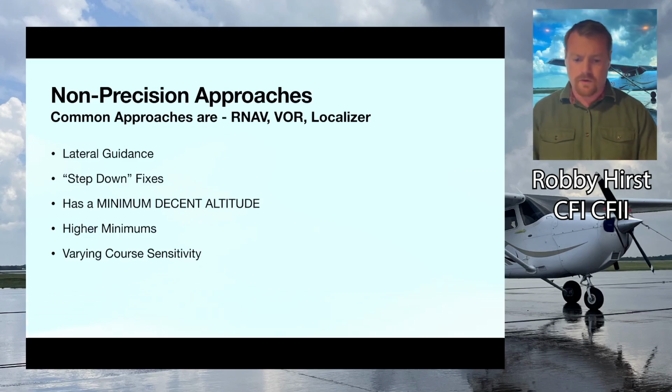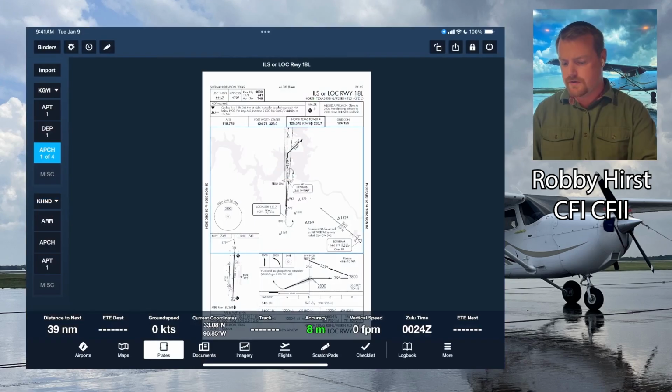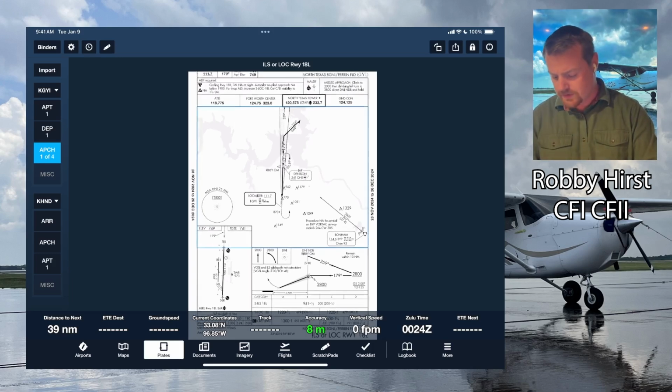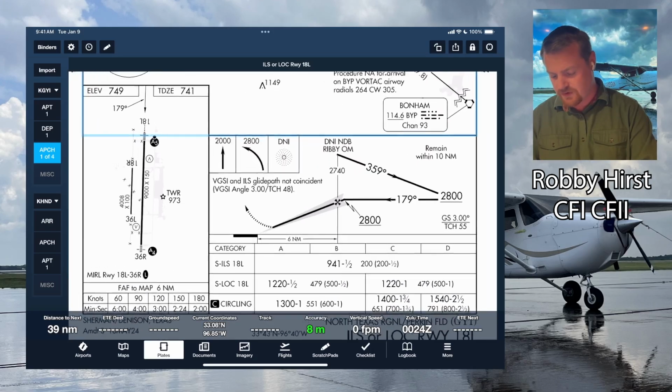So we're going to take this moment and jump over to our approach plate for North Texas Regional, and we're going to start off with the ILS. We did a video not long ago about how to read an approach plate. If this is the first time you're looking at this and it looks like gibberish, go check out that video and then come back here. But we're going to hop down here to this profile view.